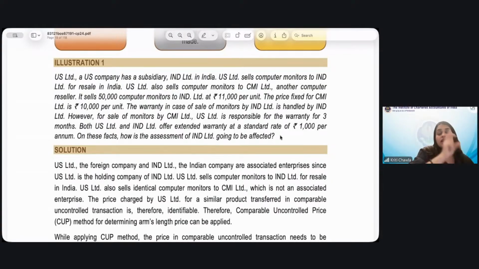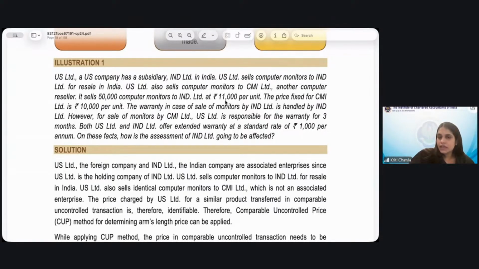Now, this is where there are two things that you have to keep in mind. The first thing is that when you make the chain diagram that I mentioned, you will understand that US Limited is selling computer monitors to the related party, and it's also selling computer monitors to the unrelated party out here. Now, you have data available for both. How is that available?